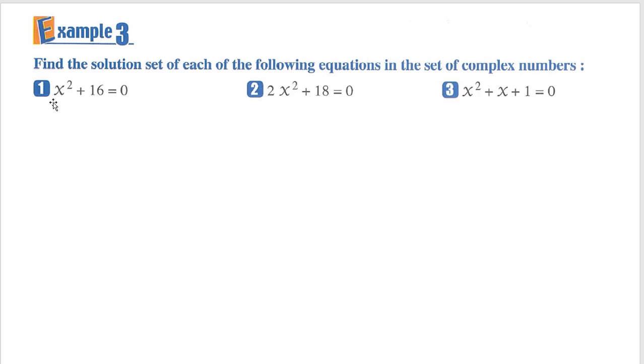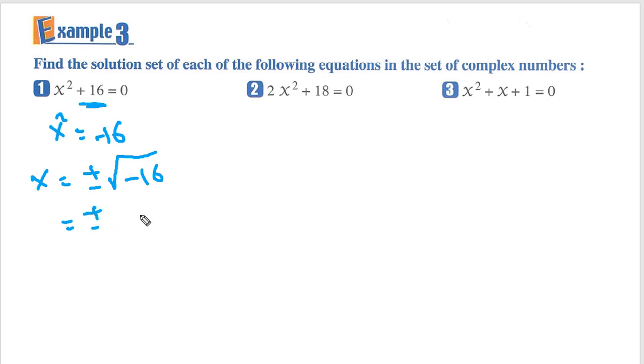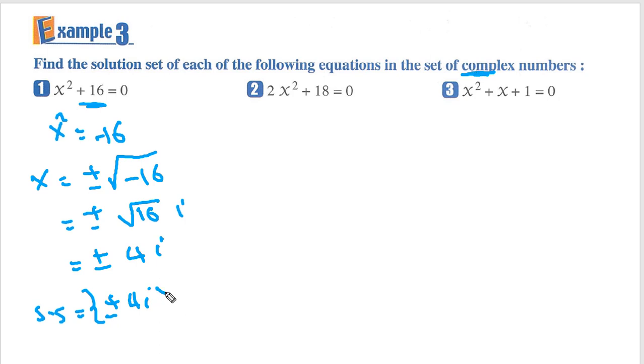If you have the equation x squared plus 16, how do you solve it? Here x squared, move this positive 16 to the other side, it will be negative 16. Then x is equal to what? Positive or negative root of negative 16. And we said now positive or negative root 16 i, and you know root 16 is 4, so 4i. Then the solution set is positive or negative 4i. This is in the complex numbers, not in the real numbers.